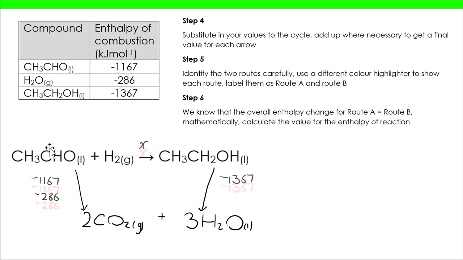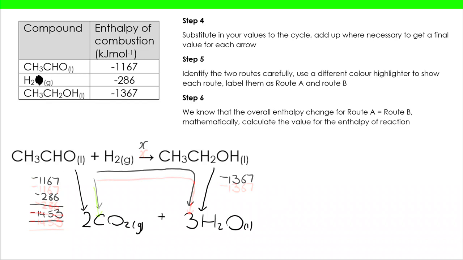Well, my negative 1167 to combust an ethanol, my negative 286 to combust a hydrogen, and my negative 1367 to combust my ethanol. So if I then start to consolidate those figures, you can see that we've got a negative 1453 on this route and an x and a negative 1367 on the alternative route. Because as we did with enthalpy of formation, we've got to find what the two comparable routes are. And in this case, they both start on the top left and they end at the bottom.